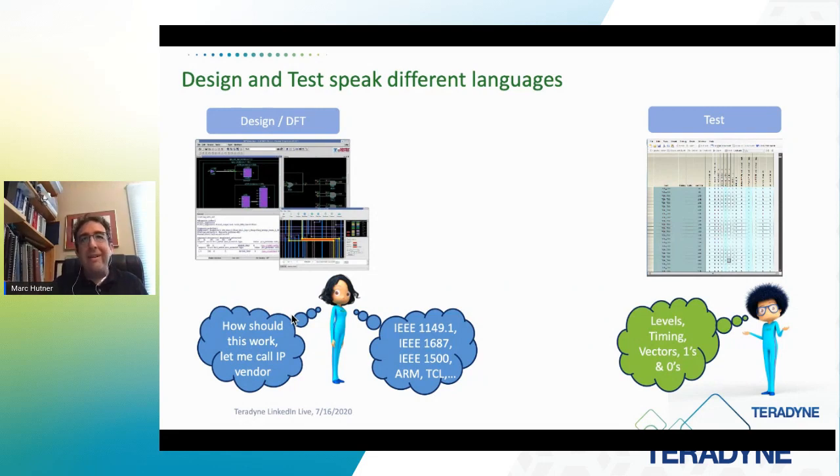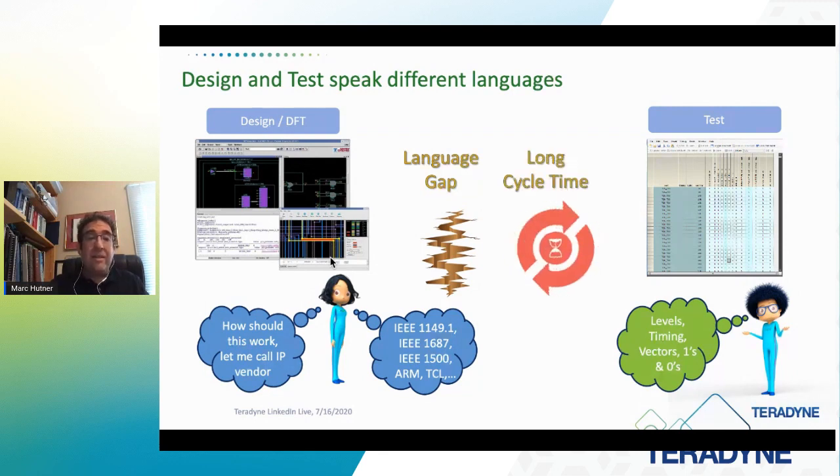So why is this hard? It shouldn't be hard. We've all been doing this for a while, but why is it hard? Ultimately, there's really still two silos. There's the design silo on the left, and they speak certain languages. It's 1149, which is JTAG, IJTAG, which is 1687, 1500. It could be software. And then the test engineers speak a totally different language. It's patterns and vectors and bits and test instances. So this is really difficult. When there's debug occurring, how do these two people communicate and work together? It really starts with a language gap and an approach gap about how things are described.